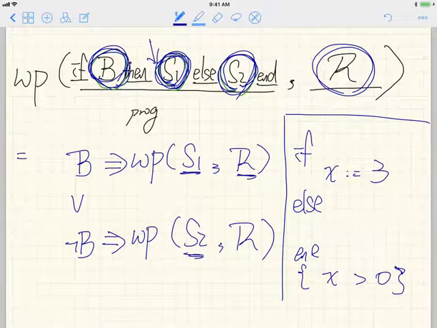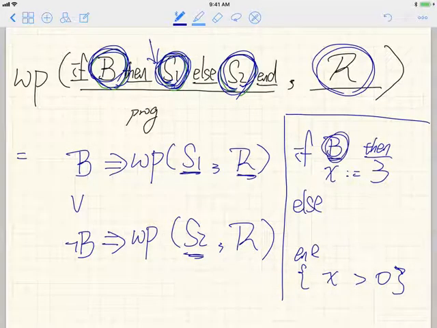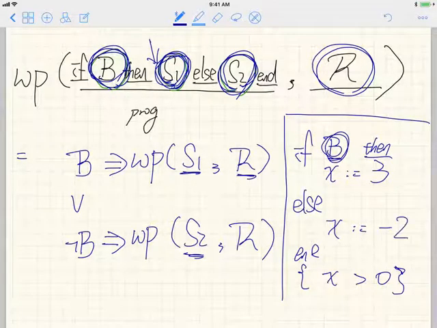Okay, let me put some Boolean condition here. Let me just say B over here, any Boolean condition. Okay, if some Boolean condition is true, I'm going to execute x is assigned to 3. Otherwise, I'm going to assign x to be minus 2. Now the question is, what is the weakest precondition for the entire program to establish x larger than 0?